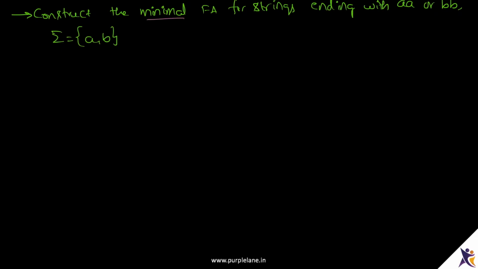Construct the minimal finite automata for strings ending with AA or BB given the alphabet A, B. We have seen a similar question in the previous video where we constructed a DFA for strings starting with AA or BB. This is a slightly different question. Let's construct the minimal finite automata.